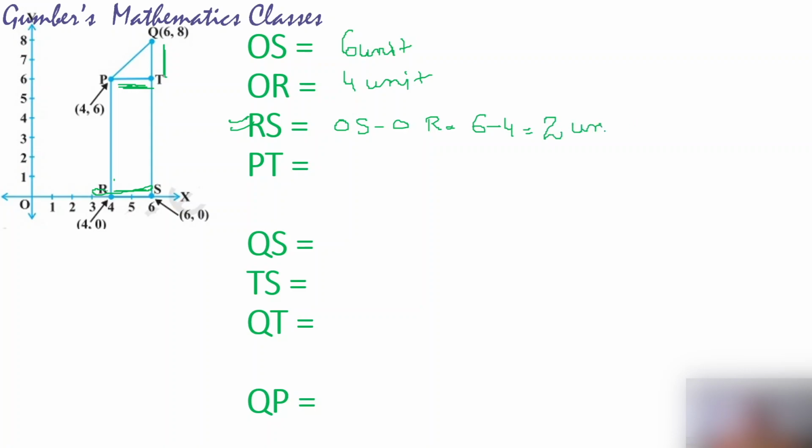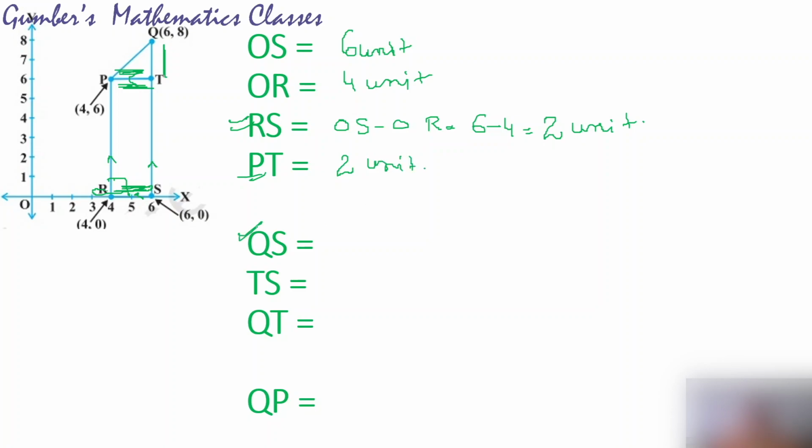Now next is PT. PT is this distance. PT is equal to RS. Absolutely correct. Same distance we can take here, because it's a rectangle. Also we can consider the 90-degree lines are parallel. This is also parallel to this. It's a parallelogram with 90 degrees, therefore it is a rectangle. Now PT is also equal to 2 units.